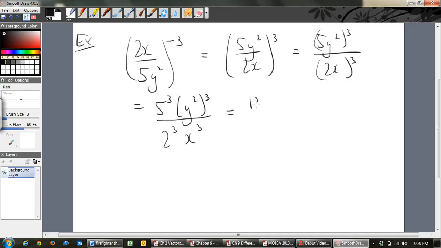Simplify up: 5 cubed is 125, y squared cubed is y to the power 6, over 2 cubed is 8x cubed, and there's your answer there. So when dealing with negatives, the first thing to do is flip it upside down. That will get rid of the negative, and then apply your index laws just as you would have done previously. And that's it for negative indices.